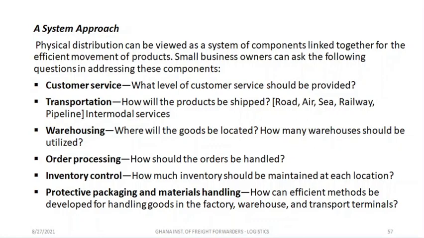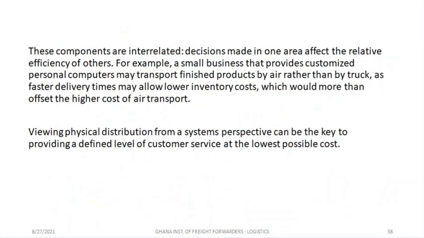Then how do I process? How should the orders be handled? The inventory that we have, how should it be controlled? Then the packaging, how should it be done? These are the components which are interrelated, and decisions made in one area affect the relative efficiency of the others. For instance, a small business that provides customized personal computers may transport finished products by air rather than by truck.